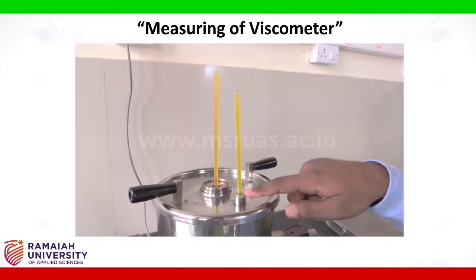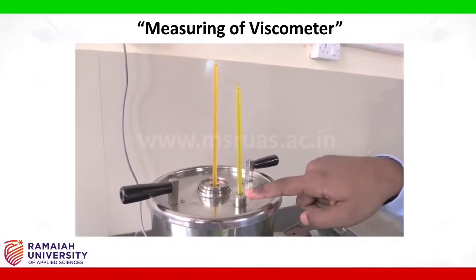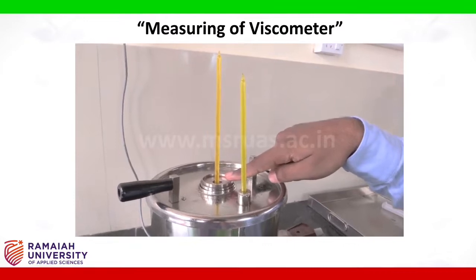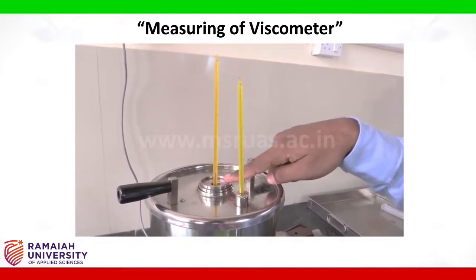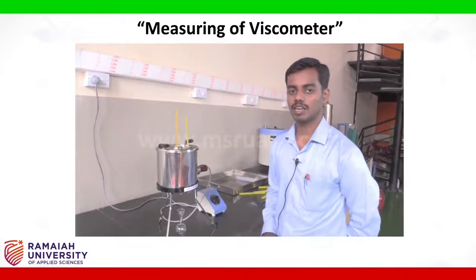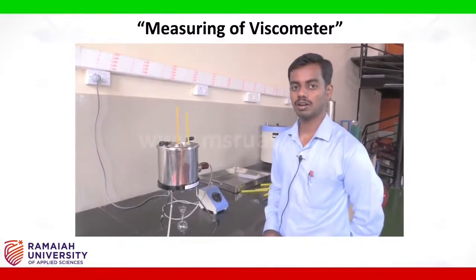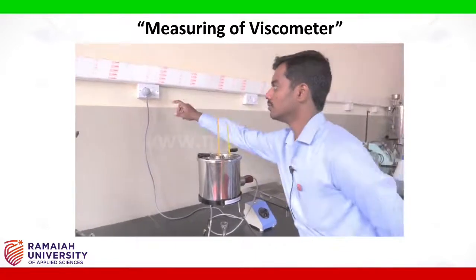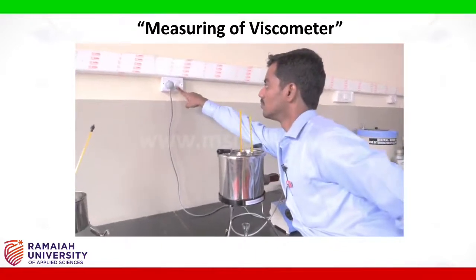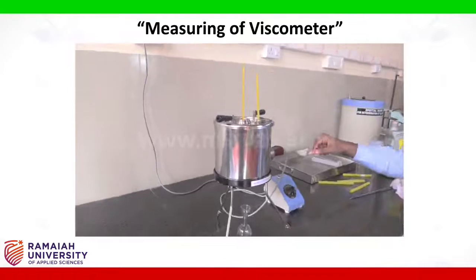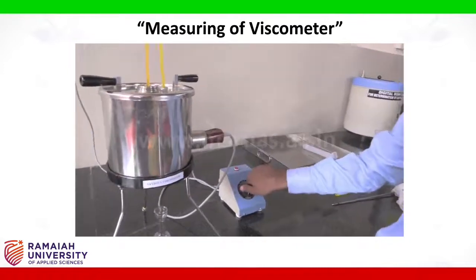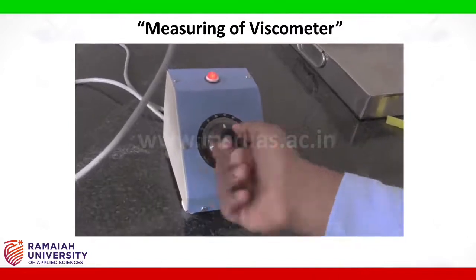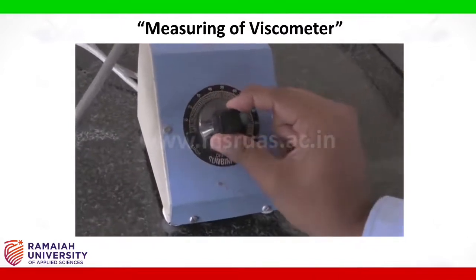This temperature gauge will give the temperature of the water, while this temperature gauge will give the temperature of the oil. Now we shall start the experiment by switching on the electrical supply for the coil. And let us switch on the voltage regulation and keep it close to 60 or 70.